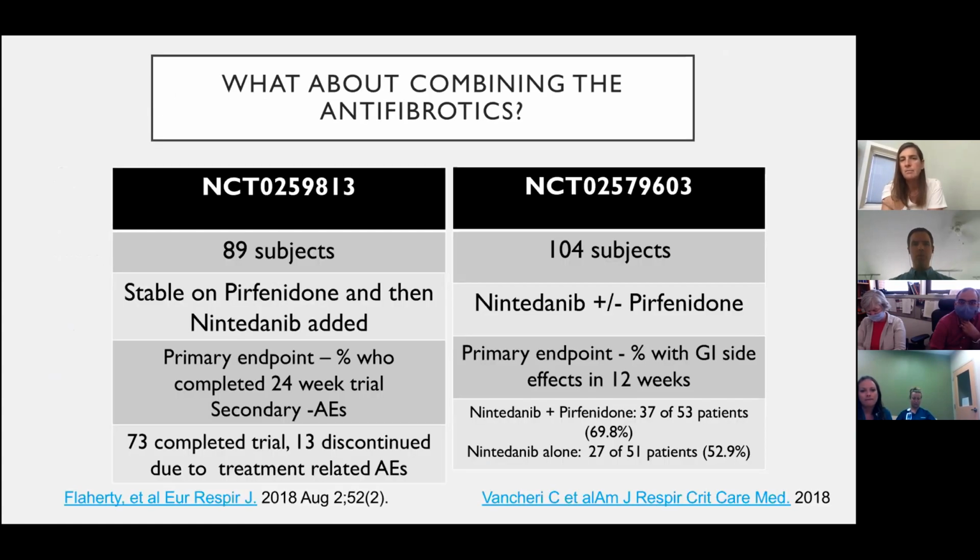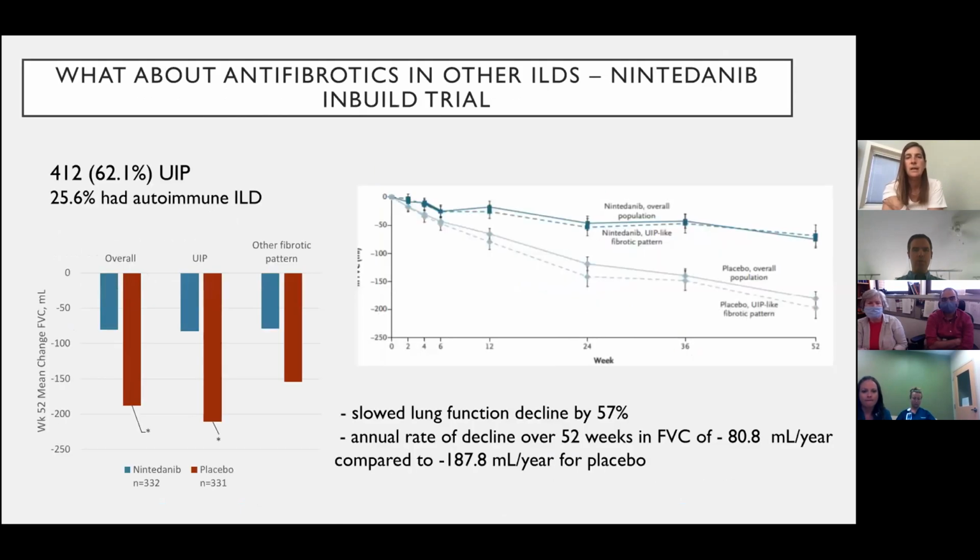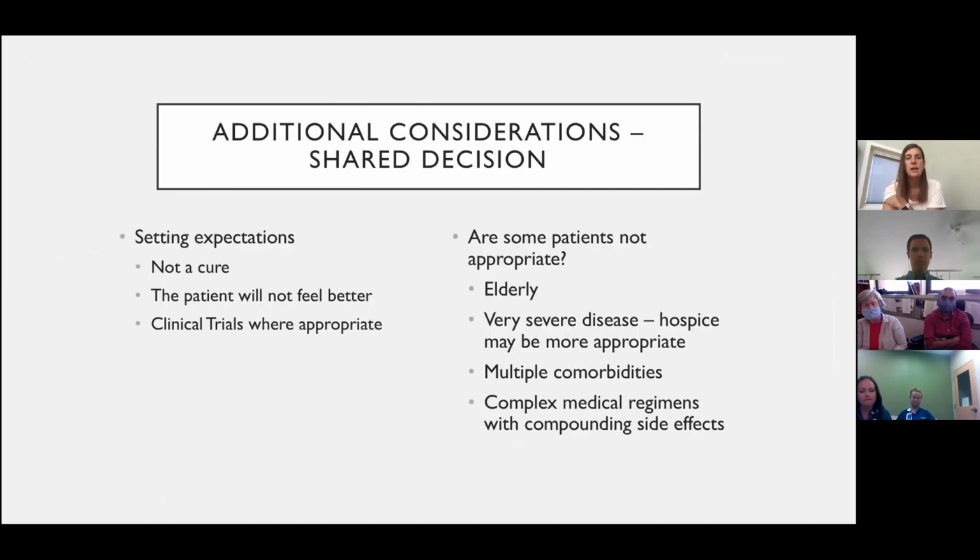There's no early data on combining them, and that's not a recommended practice right now, to combine nintedanib and pirfenidone early. And then of course we just talked about progressive fibrotic disease, and we're using a lot of OFEV because of that benefit. We just talked about this too, really setting expectations that this is not a cure. The patient shouldn't be expected to feel better, but this is what we think will help them. And certainly there are some patients that aren't appropriate for these, as we just discussed.